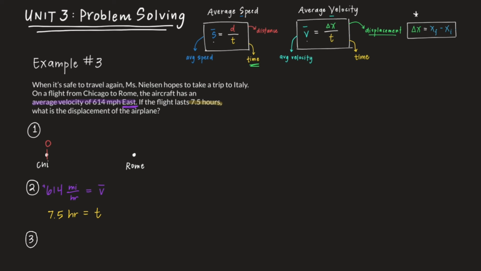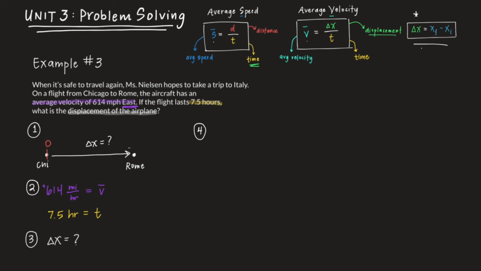So now I can move on to step 3, my unknowns. I'm asked to find the displacement of the airplane. So it says that right in the question. What's the displacement? So my delta x is equal to question mark. I know my displacement is to the east because of a map. I know that Rome is to the east of Chicago, but I don't know what that displacement is, how far separated they are.